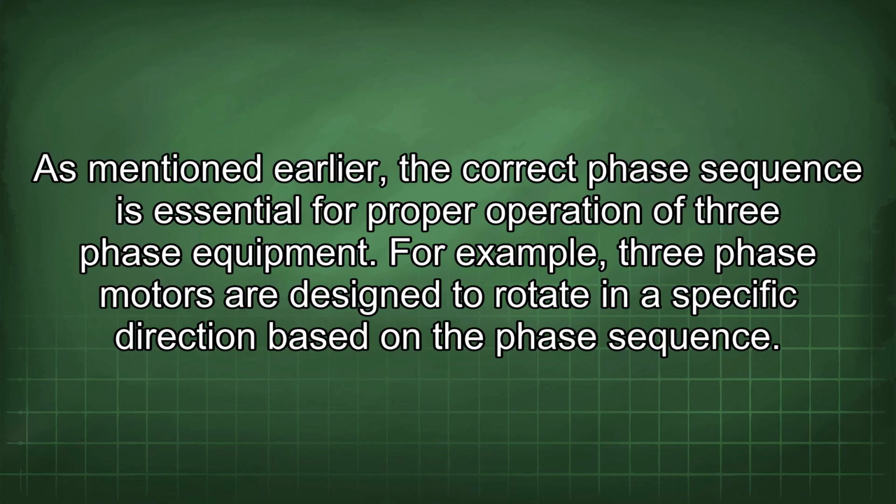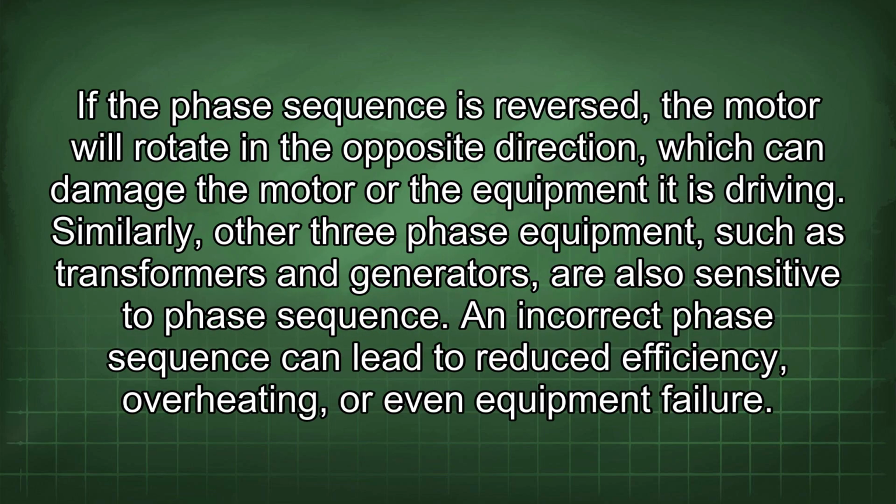For example, three-phase motors are designed to rotate in a specific direction based on the phase sequence. If the phase sequence is reversed, the motor will rotate in the opposite direction, which can damage the motor or the equipment it is driving. Similarly, other three-phase equipment, such as transformers and generators, are also sensitive to phase sequence. An incorrect phase sequence can lead to reduced efficiency, overheating, or even equipment failure.